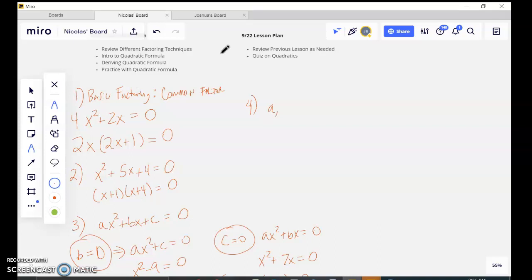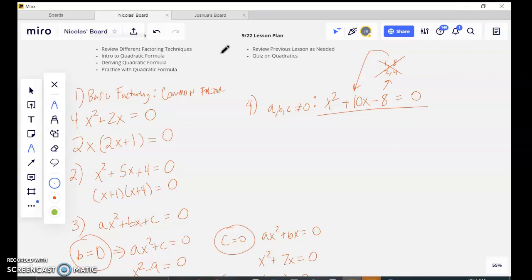Then after that, we talked about the harder case, which is when a, b, and c are all not equal to 0. So you have a full-on equation, something like x squared plus, let's say, 10x minus 8 equals 0. What do we do with this? Well, we can't do basic factoring because the factors of 8 are 1 and 8, 2 and 4. Those don't add up to 10. So that's not going to work.